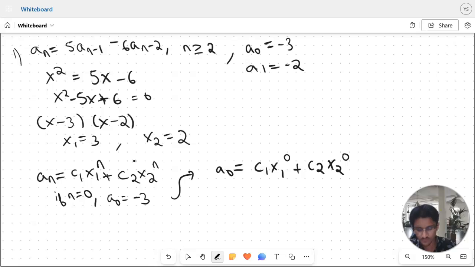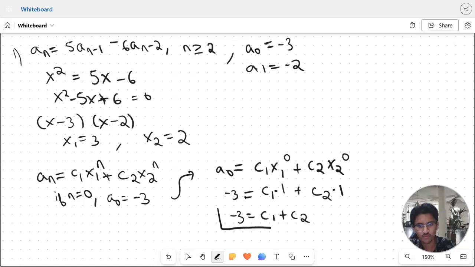So a of 0, we know, is -3, and that equals c1 times x1 to the 0, which is just 1, plus c2 times x2 to the power of 0, which is also 1. So our answer is going to be -3 equals c1 plus c2. So this is our first equation.